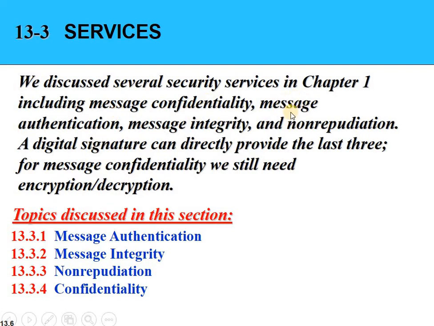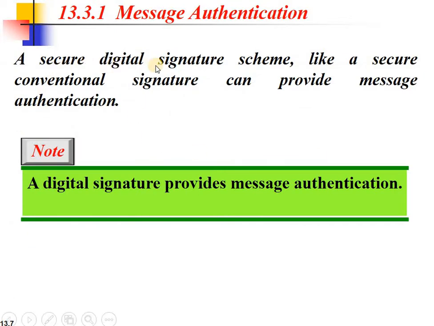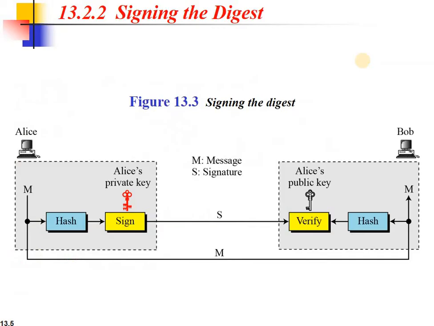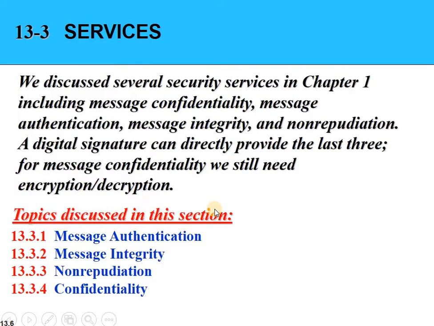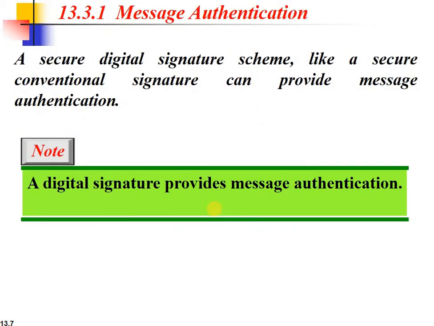But the three concepts, message authentication, message integrity, and non-repudiation, are successfully provided by the digital signature. So how can they be provided by the digital signature? Like a secure conventional signature, a secure digital signature scheme can provide message authentication. As I told you in this example, a hash code is generated. This hash code can verify that the transmitted message is equal to the received one. So there is no modification done by the medium entity. So the digital signature provides message authentication.